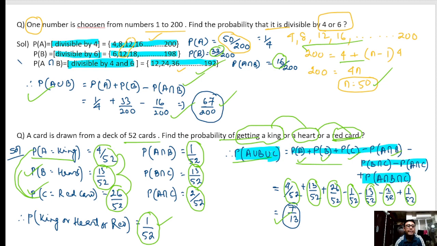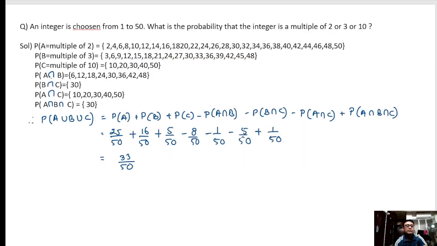Next, the next sum says an integer is chosen from 1 to 50. What is the probability that the integer is a multiple of 2, 3, or 10? So there are 3 jobs: multiple of 2, multiple of 3, or multiple of 10.